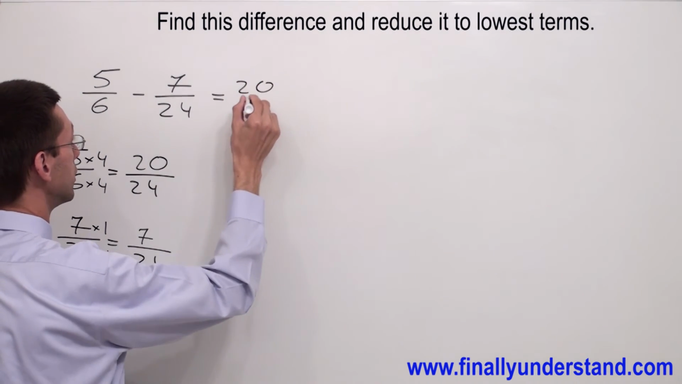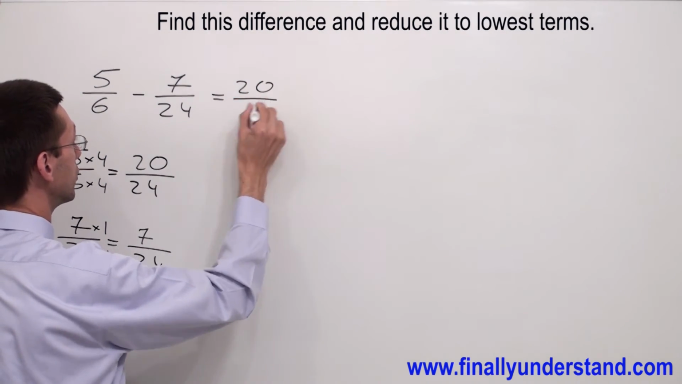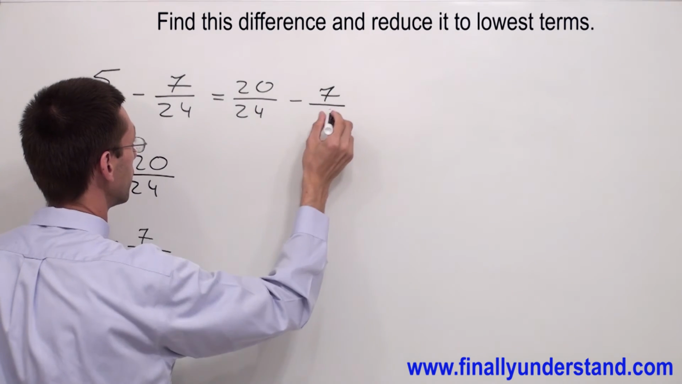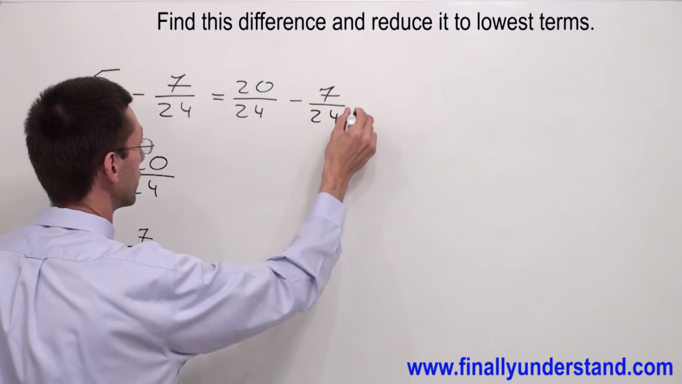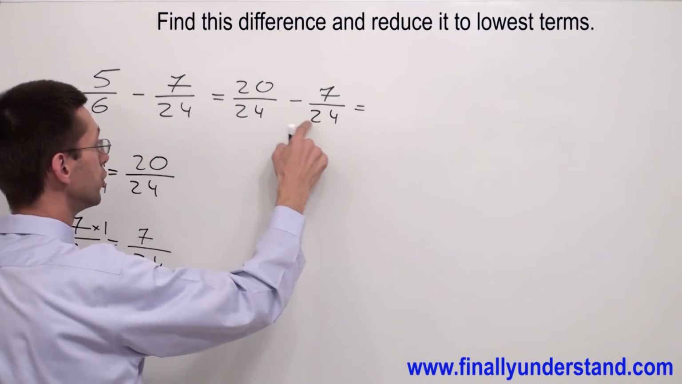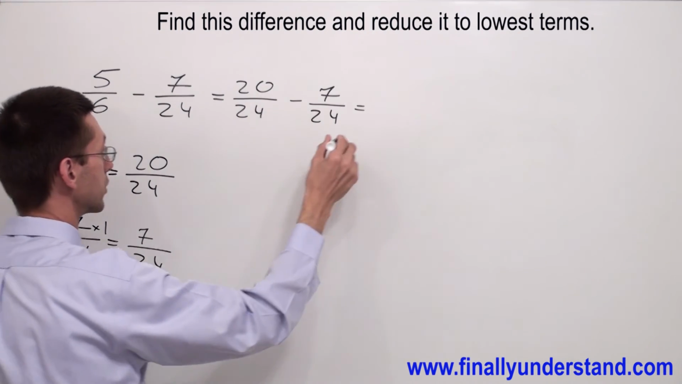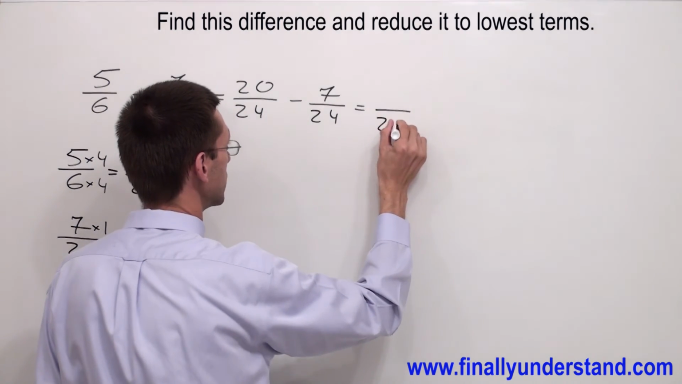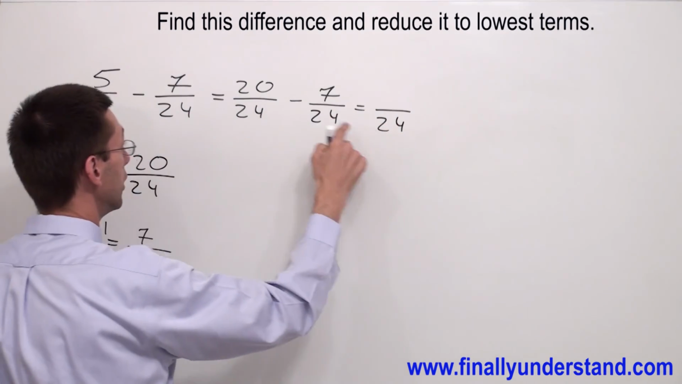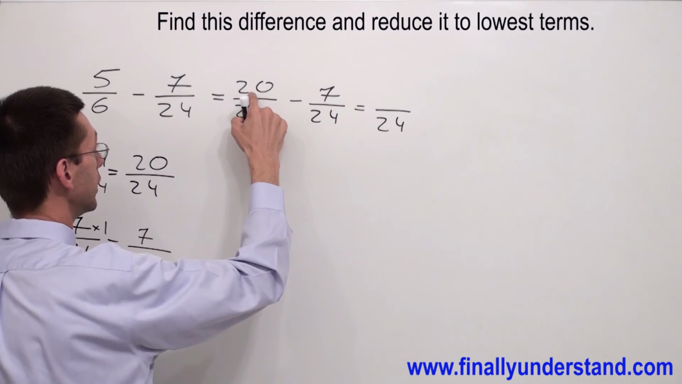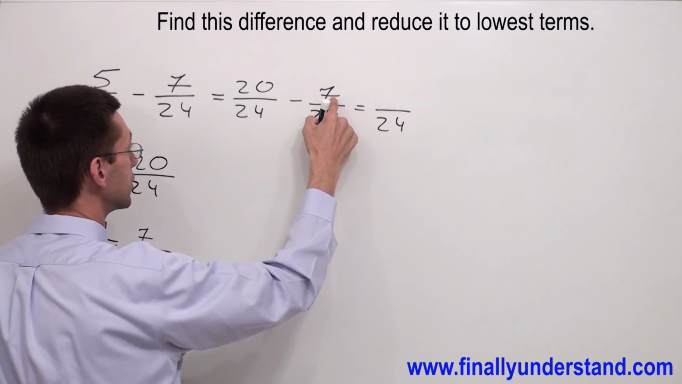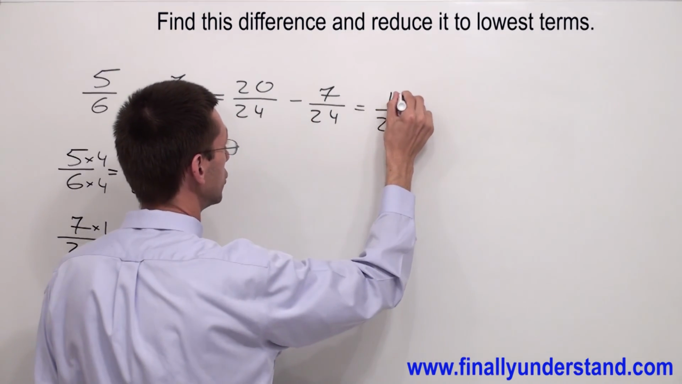So I have 20 over 24 minus 7 over 24 is equal. Now I have a common denominator. If I have a common denominator, I can subtract these fractions. The denominator will always stay the same. It's 24. And subtract the numerators. 20 minus 7 gives me 13.